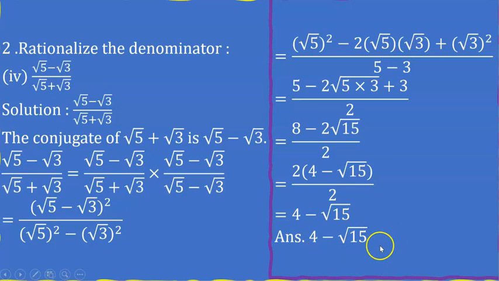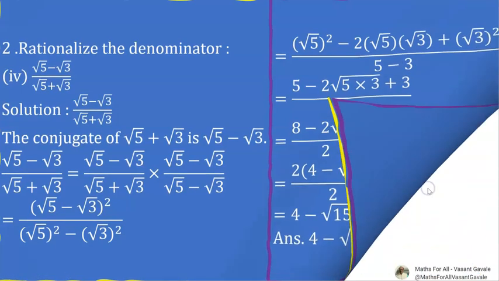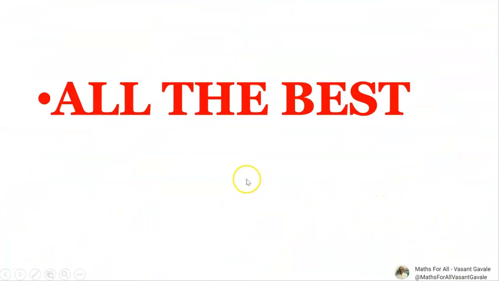Here the denominator is 1, which is a rational number. And in this way we have completed practice set 2.4.